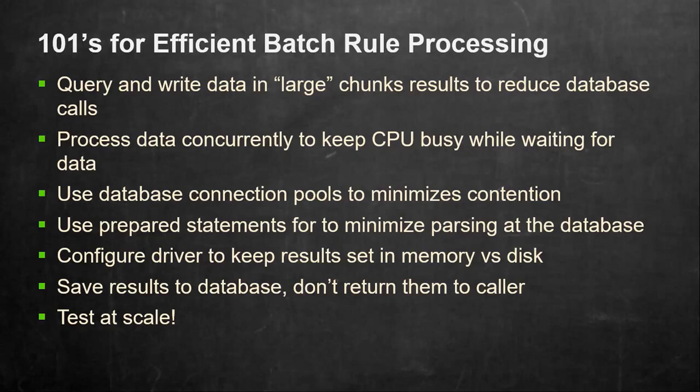There are options in Corticon that you can set to minimize the post-rule processing, the preparing of XML or JSON that would get returned. The more you can reduce that, the better off you'll be, and you'll get better performance for your batch processing. Now, the last one is really important: test at scale.